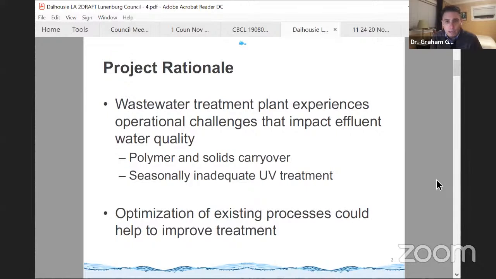I won't go over those too much, except to say that as part of our project, we'll be looking at these two parameters specifically. And polymer and solids carryover not only affect the quality of the harbor receiving the water quality, but also affect the ability to disinfect wastewater with UV light. If there's excessive particles in the water, it'll be difficult for UV light to disinfect. So we will want to make sure that we can find out how we can optimize our UV treatment processes as well. So next slide, please.